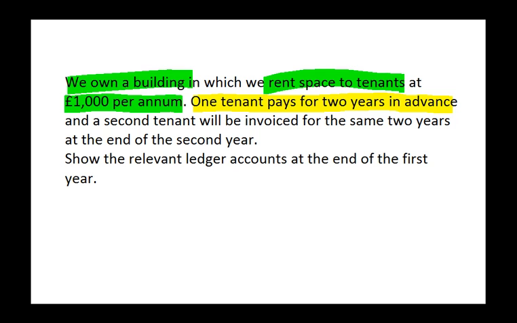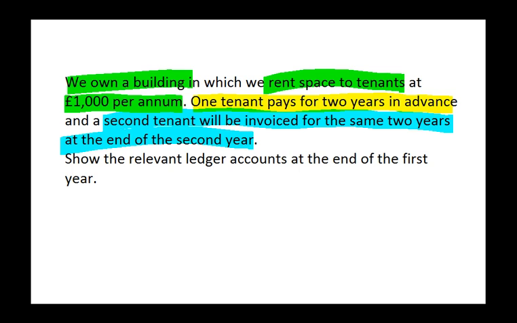We've then got a second tenant and they'll actually be invoiced for that same 2-year period at the end of the second year. So in fact during the first year they haven't paid us a penny. Although even though they haven't paid us a penny, they've still occupied space in our building. We've still delivered them some kind of service. We still need to earn income. And we're going to show the relevant ledger accounts at the end of the first year. And in fact, I'm going to think briefly about the second year as well.